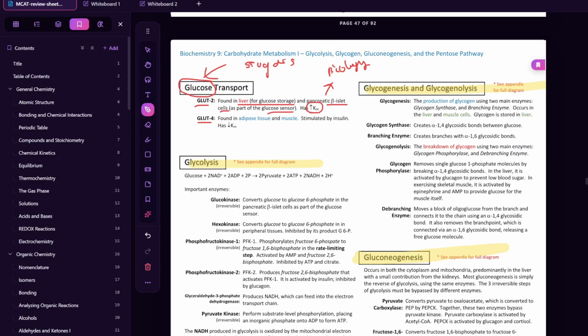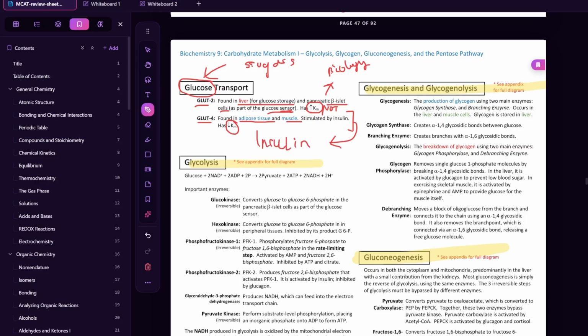So GLUT2, where is it found, right? It's found in your liver and also the beta cells in the pancreas. It's high Km, meaning it has a low affinity, right? What it means is that it only takes up glucose when blood glucose is actually high. So it acts as part of a glucose sensor. GLUT4, where is it found? Adipose tissue and muscle, okay? And it will have a high affinity. So if it has a high affinity, what will happen? It will grab glucose even at low concentrations. GLUT2 is not stimulated by insulin, but GLUT4 is. It will respond to insulin.